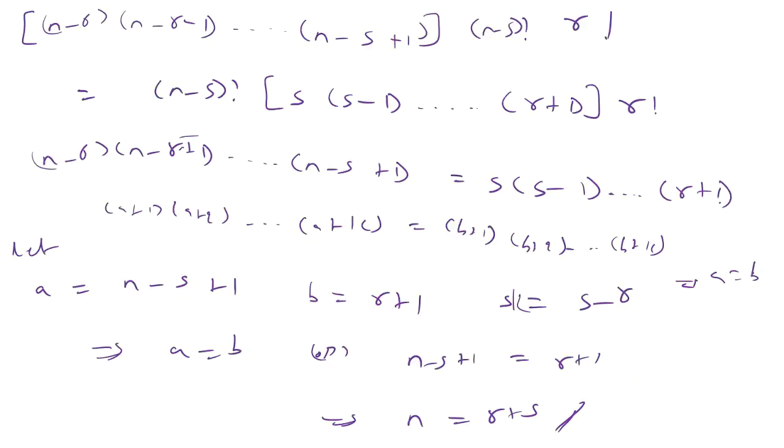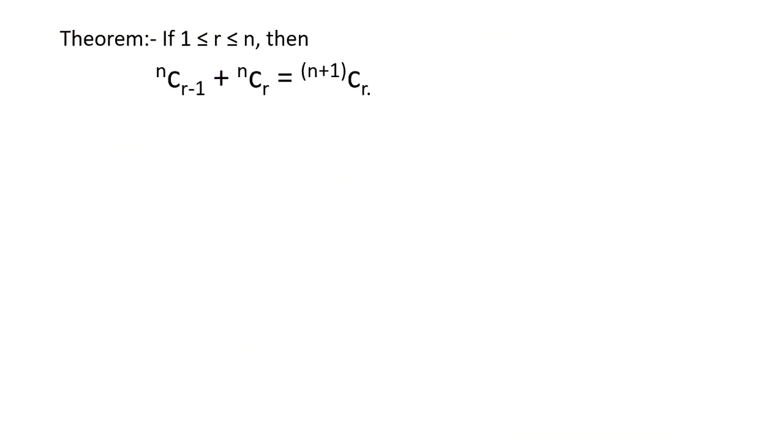Okay, let us move on to the next result. We have this interesting result: n choose r minus 1 plus n choose r is equal to n plus 1 choose r. So before going into the proof of this result, let me recall a result familiar to you in permutations. In permutations, we have looked into this one.